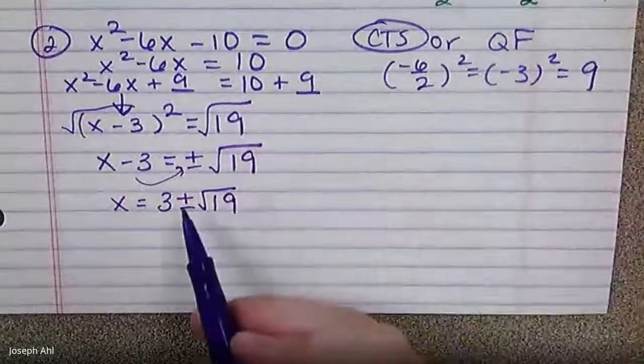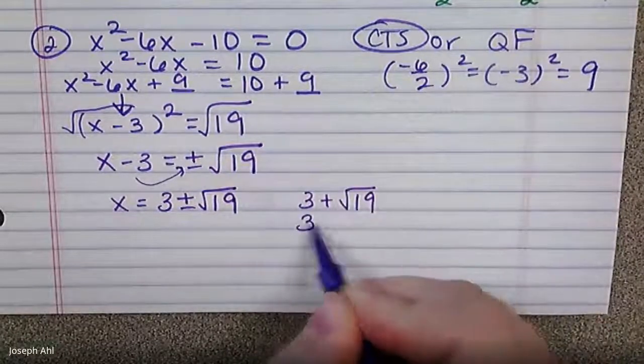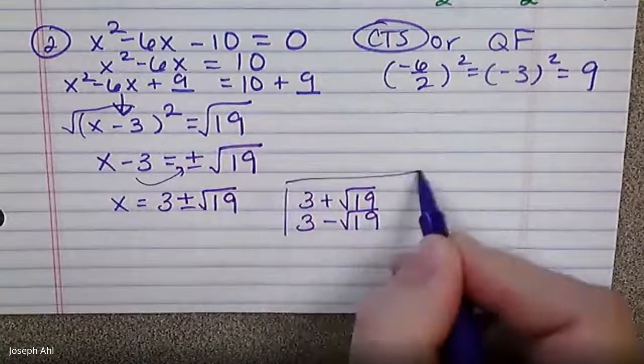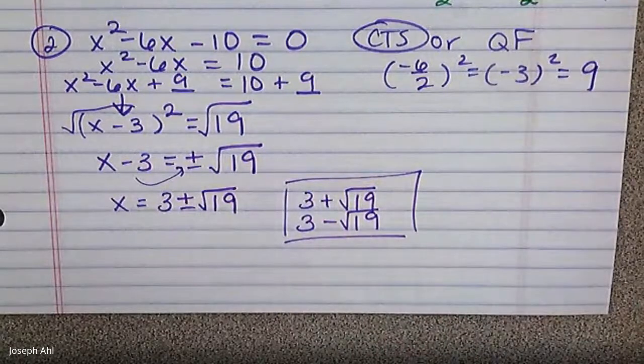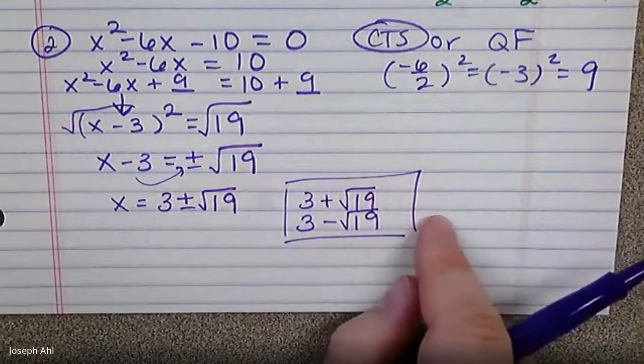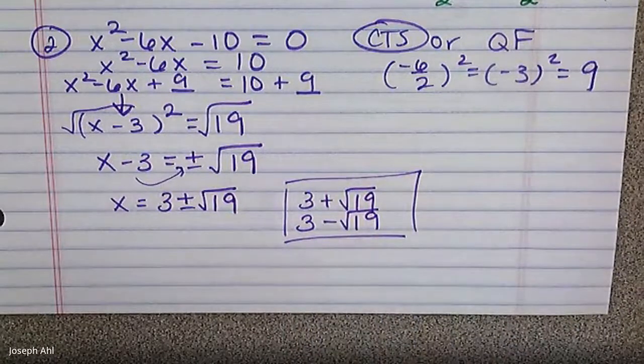So there are technically two roots here, right? One of them is 3 plus radical 19 and the other is 3 minus radical 19. They're not the nicest values ever. We can figure out what their decimal approximations are. But whatever they are approximately, these are the two places where we cross the x-axis, at 3 plus and at 3 minus the square root of 19.